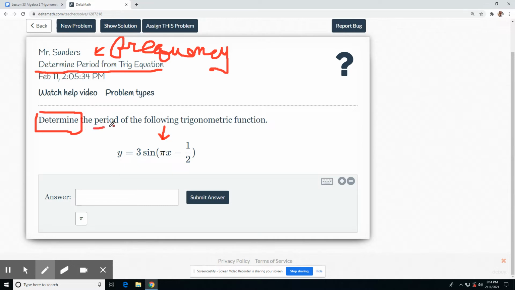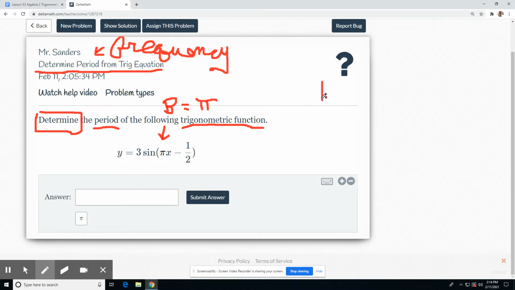So we're asked to determine the period of this trigonometric function. The coefficient, or the number in front of x, is always what we focus on. They usually call it a B or an F. I'll go ahead and call it capital B. So what's our capital B here? Our capital B here is the pi.